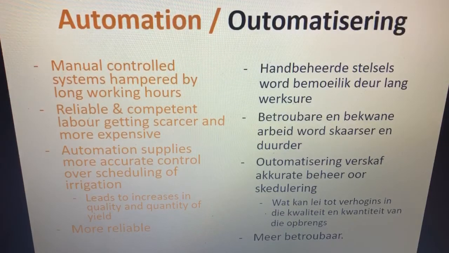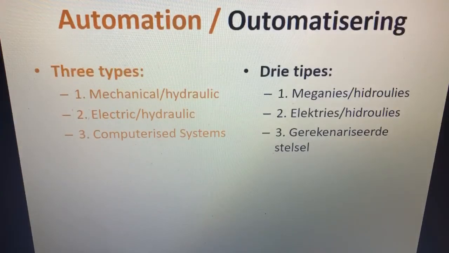Automation supplies more accurate control over the scheduling of irrigation, and it leads to an increase in the quality and quantity of the yield, and it's more reliable. Instead of having someone determine for themselves when to irrigate, we now use automation, and you can precisely determine when your crops need any extra water, so it helps you improve the quality and quantity of your yield. So there are three types: mechanical, electric, and computerized systems.